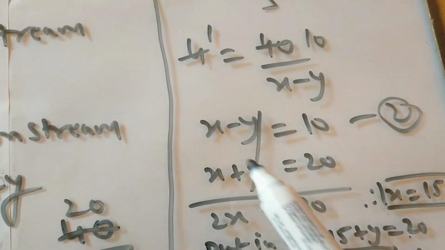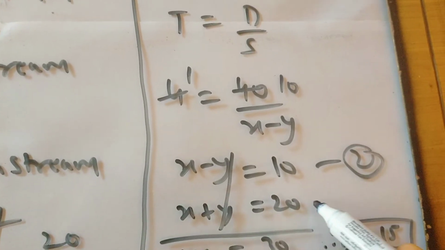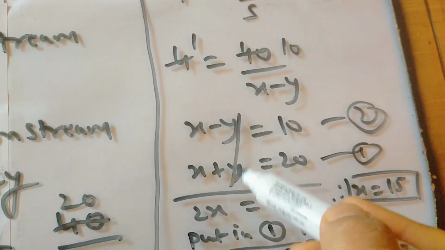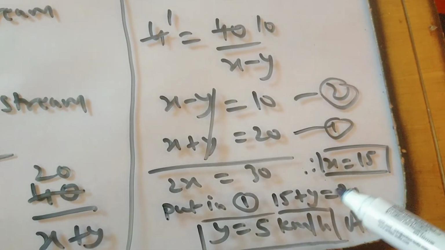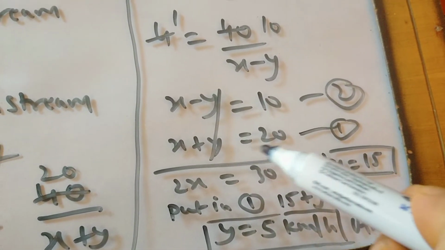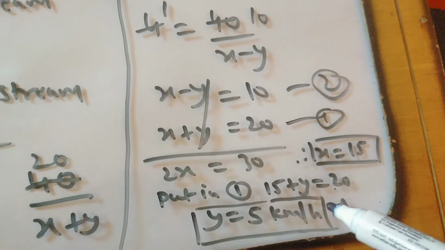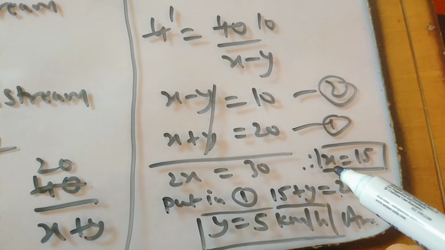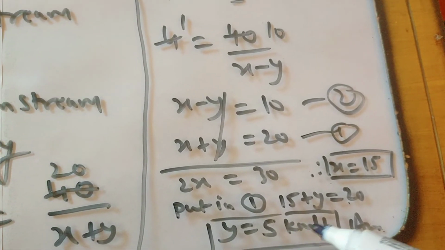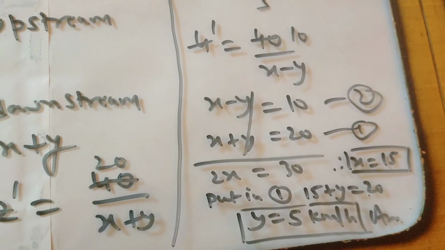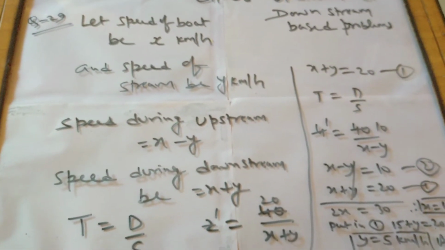So here we are going to simplify both the equations. This is equation 2, and this I copied as equation number 1. Now y and y cancel, 2x is equal to 30, so the value of x is 15. This value I am going to substitute in equation number 1, so 15 plus y equal to 20, so y equal to 5 km per hour. So we have calculated the speed of the boat, it is 15 km per hour, and the speed of the stream is 5 km per hour. This is the answer of this particular question. Just have a look at this question completely.